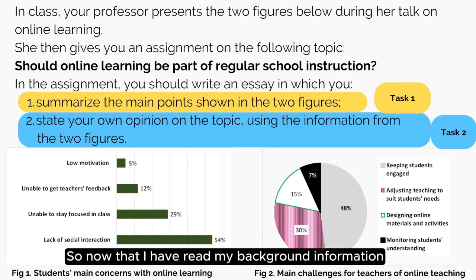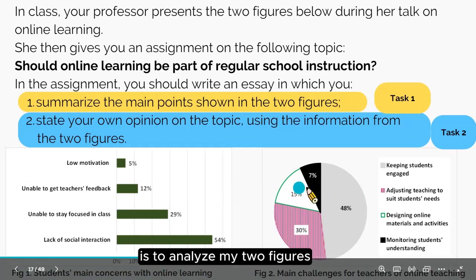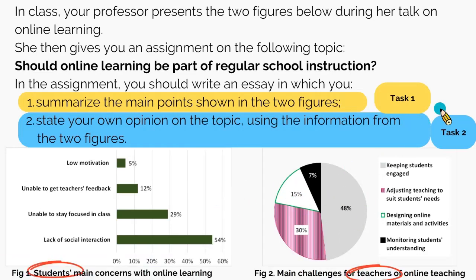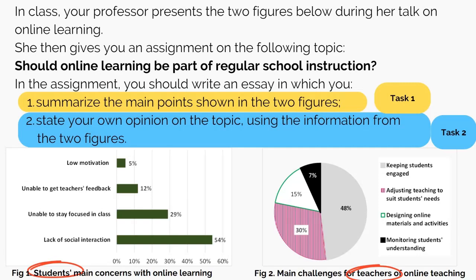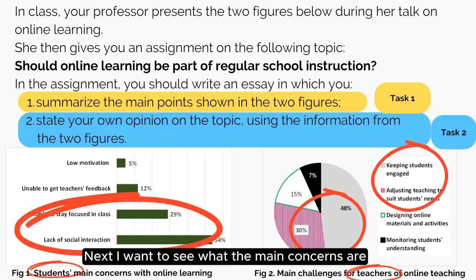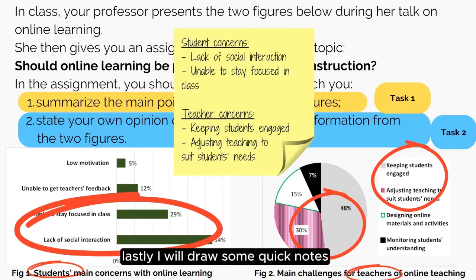So now that I have read my background information, read my prompt, and identified my 2 tasks, the last step before writing is to analyze my 2 figures. I note that the first figure talks about student concerns, while the second talks about teacher concerns. Next, I want to see what the main concerns are based on the 2 figures. Lastly, I will jot some quick notes to help me remember and organize my writing. Now I am ready to write.